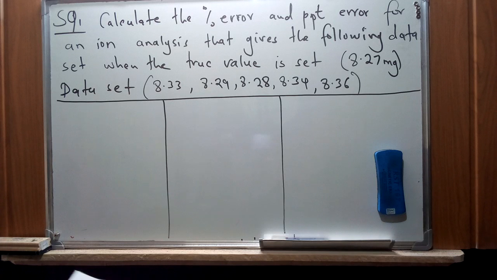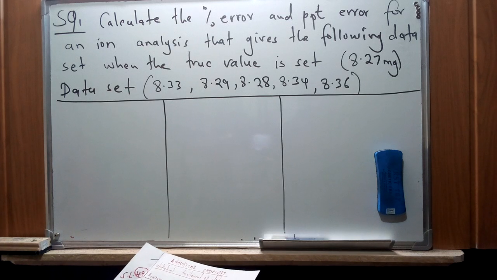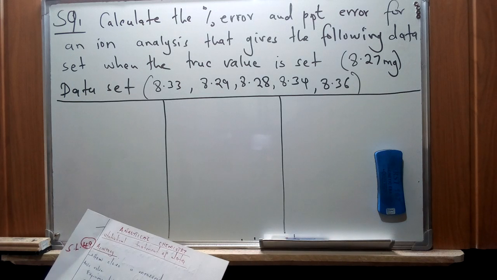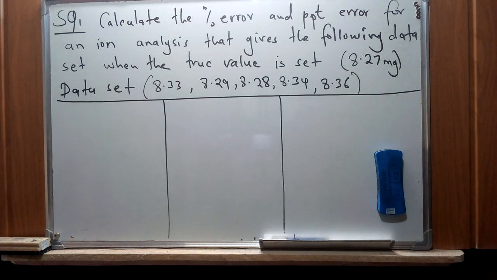It states: calculate the percentage error and parts per thousand error for an ion analysis that gives the following set, when the true value is set at 8.27 milligrams. So this set of data is given above. Therefore, first we are going to use the set of data to find what we call the middle numerical value, that's the median, in arithmetical order.